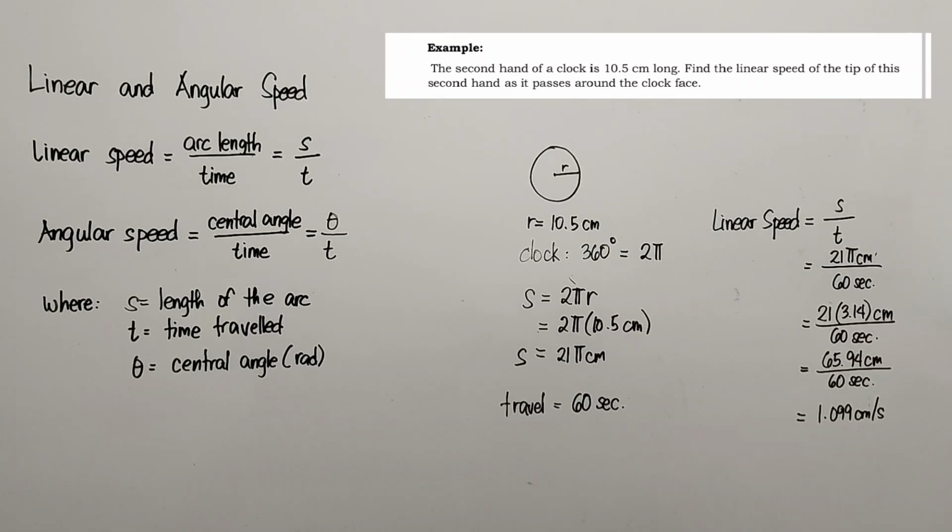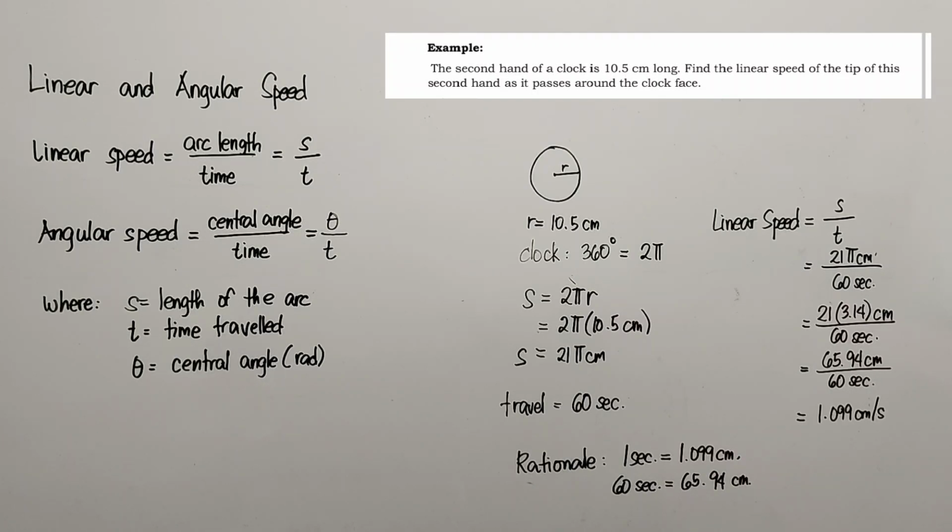So what does it mean? From our linear speed, we know that in 1 second, the second hand will travel 1.099 centimeter. And in the entire rotation, which is 60 seconds, the second hand can travel the arc length of 65.94 centimeter. So meaning to say, the length of our clock from the outside is 65.94 centimeter.